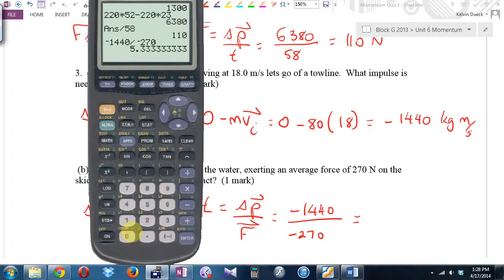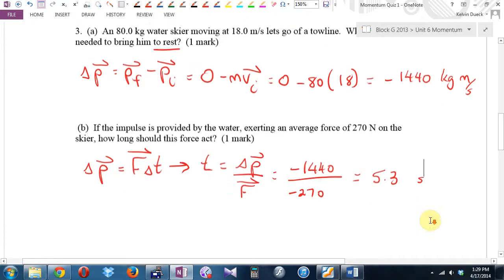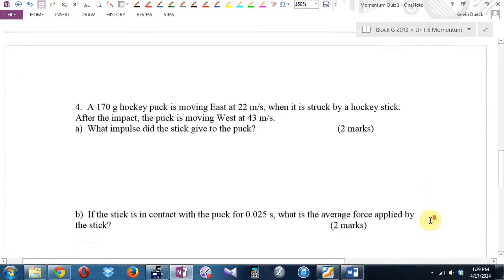Do you get 5.3 seconds? Is that about right? Water skier, let's go. 1, 2, 3, 4, 5. Yeah, okay. They kind of coast for a while and then they stop. Fair enough. 18 meters per second, that's, I think, reasonably quick. One mark. Turn the page, you say? I think so.